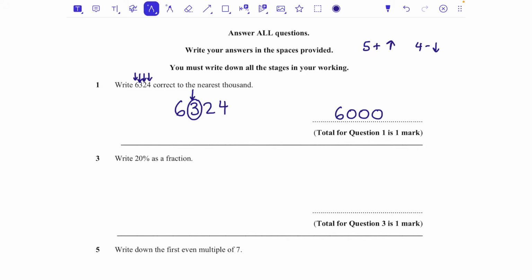So always check the next number over. If you're rounding down, the 6 is going to stay the same. If you're rounding up, it's going to go up 1.